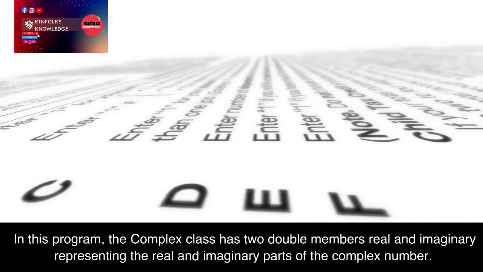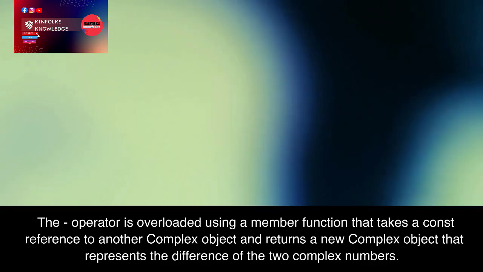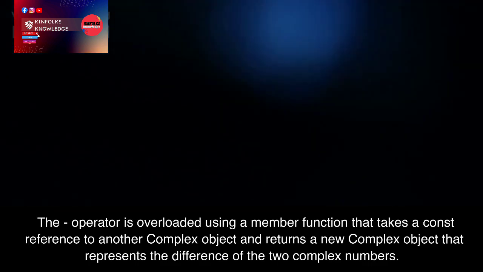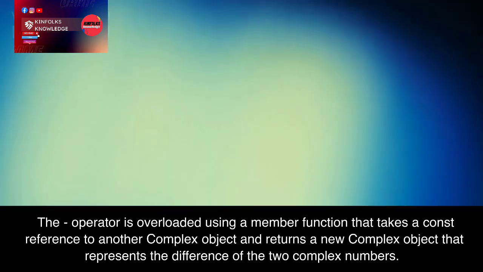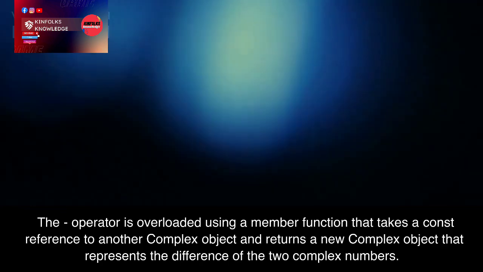The minus operator is overloaded using a member function that takes a const reference to another Complex object and returns a new Complex object that represents the difference of the two complex numbers.